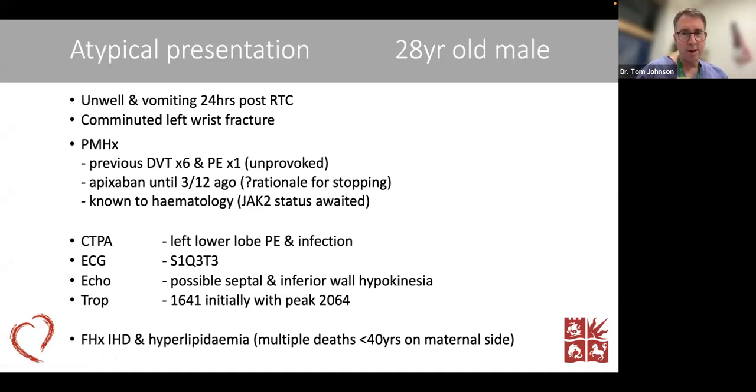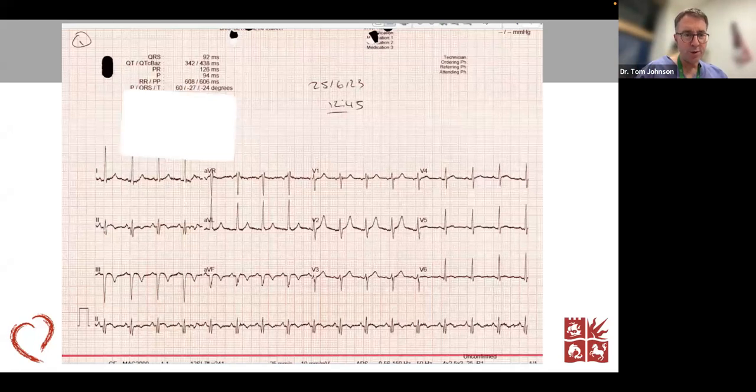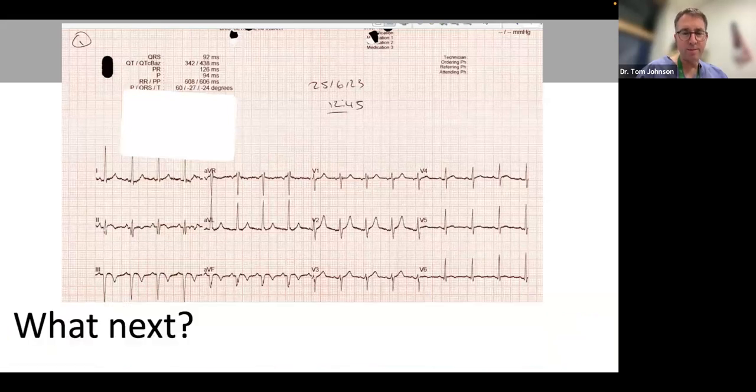So, a ticking time bomb. This was his ECG, which was quite abnormal. And it has to be said that this T-wave inversion that we see in the inferolateral territory may well have been giving a more ischemic type pattern. So the question would be, well, what next?